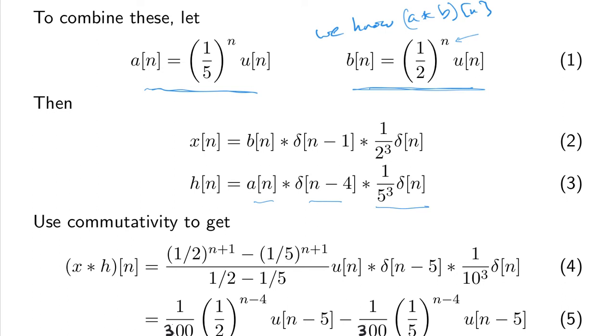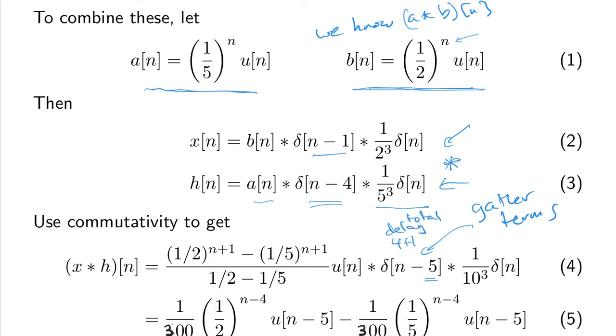So since we want to find x star h, it's going to be all this stuff star all this stuff. And then since convolution is commutative, we can gather terms. Which terms are we trying to gather? We get this n minus 5, and that comes from the n minus 1 and the n minus 4. So this is a total delay of 4 plus 1, which is equal to 5. So we have this 5 here. And we have 1 over 2 to the 3 times 1 over 5 to the 3. So that gives me a 1 over 10 to the 3.